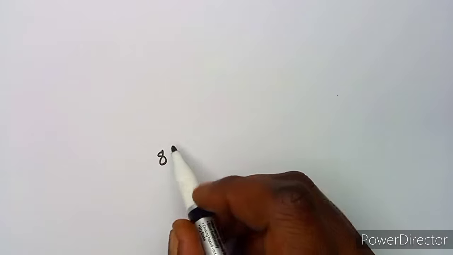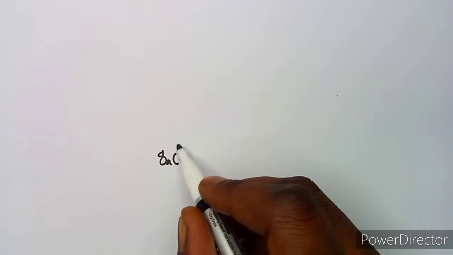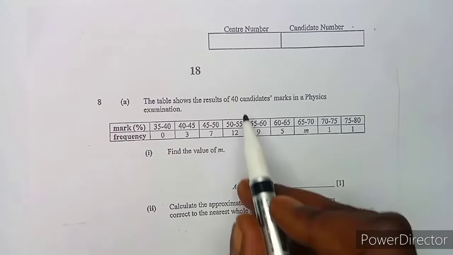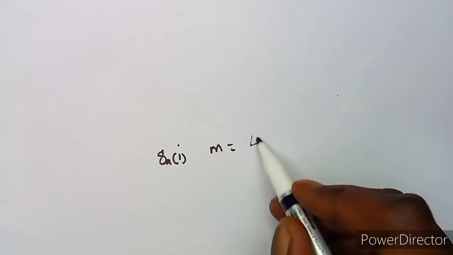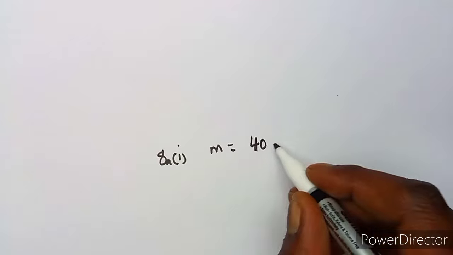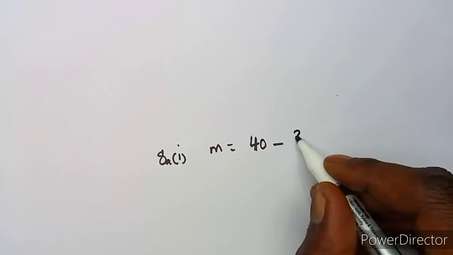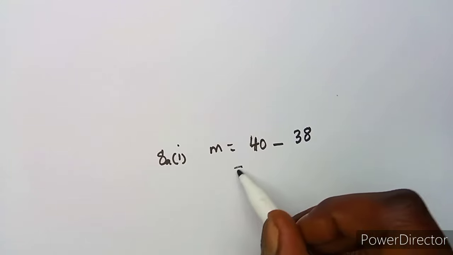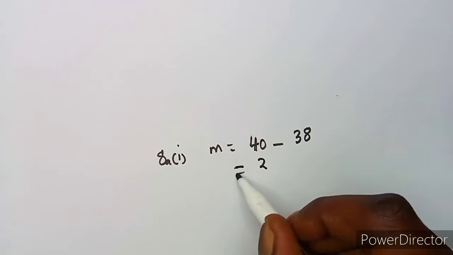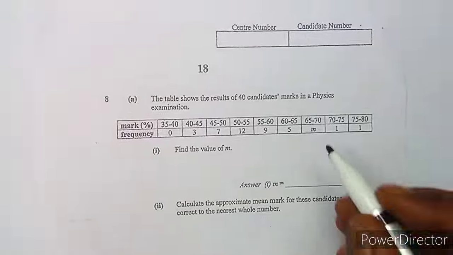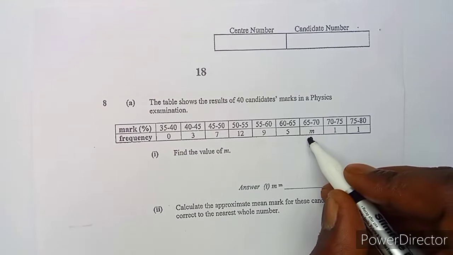So that is 8a item 1. Our m is going to be the total number of candidates, which is 40, minus the sum. You add everything in this case. If you add everything, you're going to obtain 38, which is going to give us 2. So m is equal to 2 here.